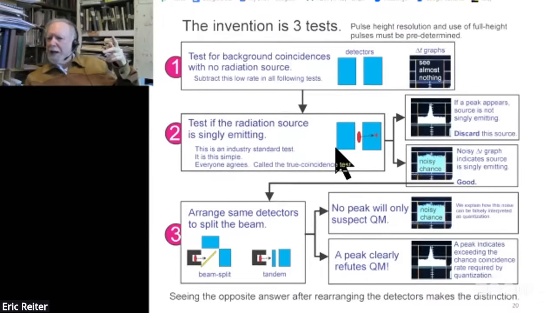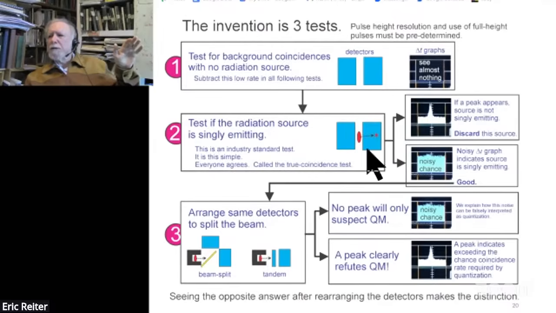So the next step is you do the true coincidence test to see, do you emit two at a time or one at a time? And everybody agrees on this test. If it emits one at a time, this is what you want. You get a noisy band in the time difference histogram, the way I've shown other people do with visible light, but you can see it with gamma rays. It emits one at a time and makes this band of noise. If it emits two at a time, it makes a peak in the histogram, and you don't use that, at least you're very careful when you do.